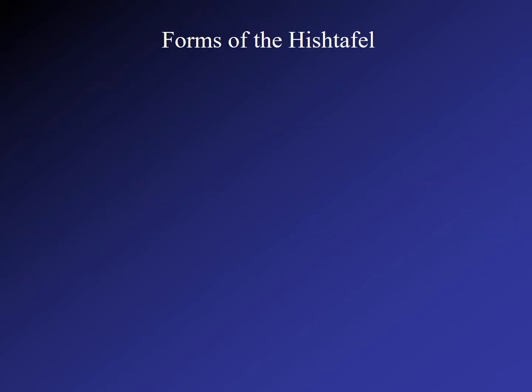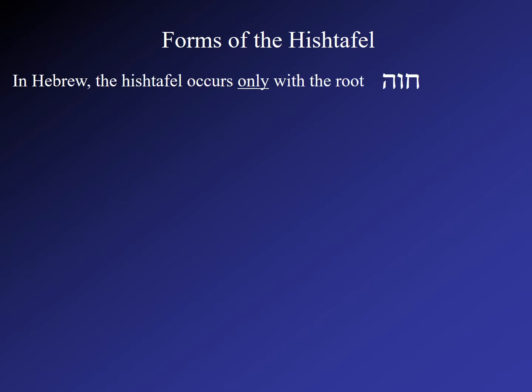Let's look at the rest of the forms of the hishtafel. The first thing to note is that in Hebrew, the hishtafel occurs only with the root chava. So this is not a major paradigm that you're going to have to recognize in multiple roots. You just need to be able to recognize when the hishtafel occurs with chava. The affix forms in the hishtafel are hishtachava, so our hishta performative, and then chava of the affix. Plural, hishtachavu.